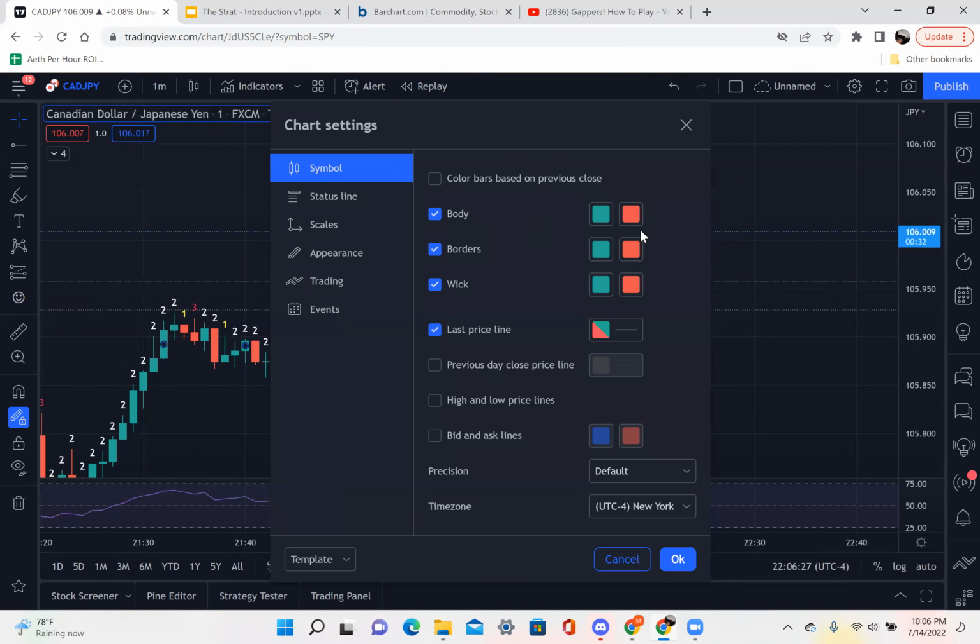Symbols, bodies, wicks, previous, last, price. This right here that you're seeing on a candle, you see how I had that blue line? That's the last price line. I like to have that on because it's letting me know exactly where the price is at. I don't turn on the previous low. Time zone, maybe change your time zone to New York. You probably have it like that already. Default.